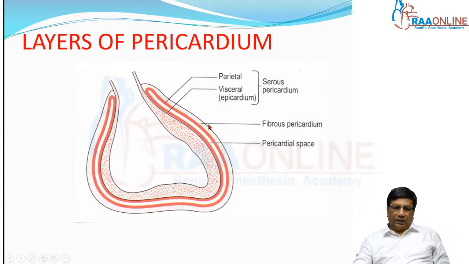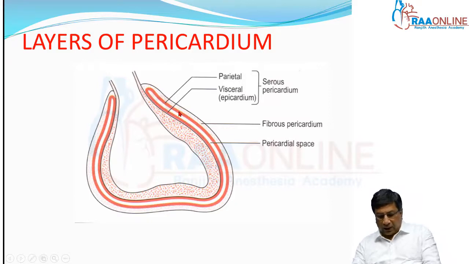The tough outer layer is called the fibrous pericardium. Then there are the two layers of the serous pericardium. The outer layer is called the parietal serous pericardium, and the inner layer is the visceral serous pericardium. A potential space exists between the visceral pericardium and the parietal pericardium, which houses 50 ml of fluid, which helps with the lubrication of the heart.